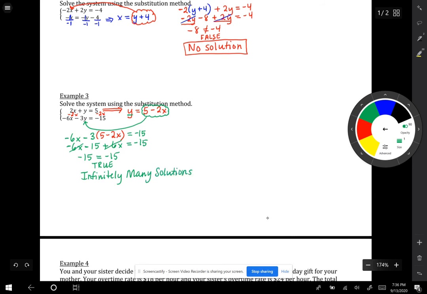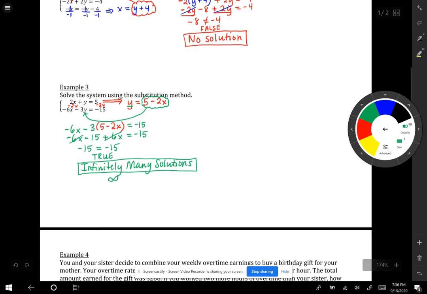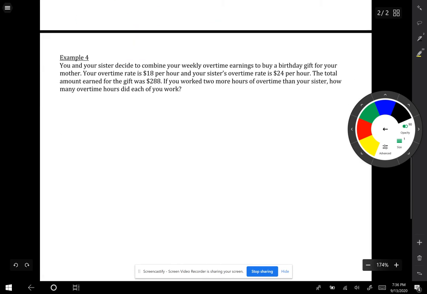And if you're lazy like me, you could just put infinite. So infinitely many solutions. And we can check this one. We can put in any number for x and y, and it would work, but there's no point in checking it. So I'm not going to waste your time on that one.